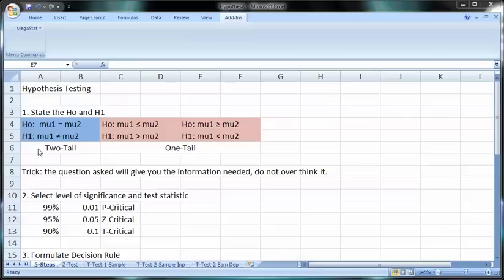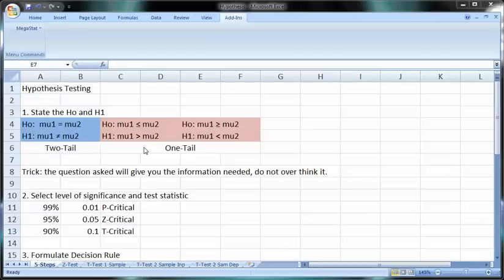The first way is the null is the mean of 1 is equal to the mean of 2. The mu is in this case the mean. The alternative, for H1, is the mean of 1 is not equal to the mean of 2. This would be a two-tailed test.